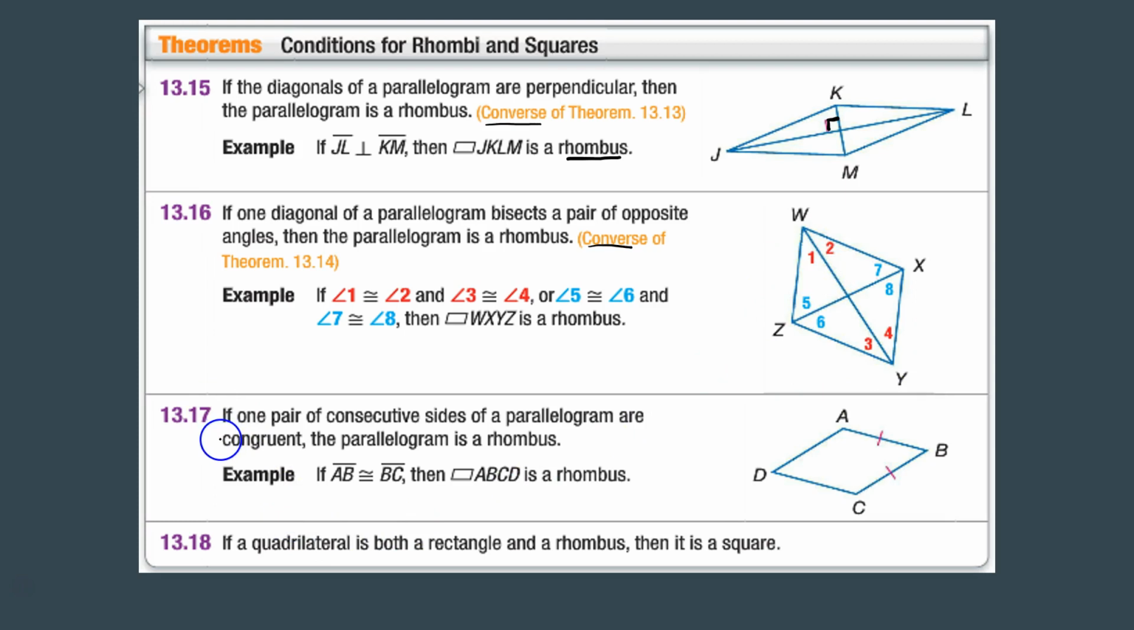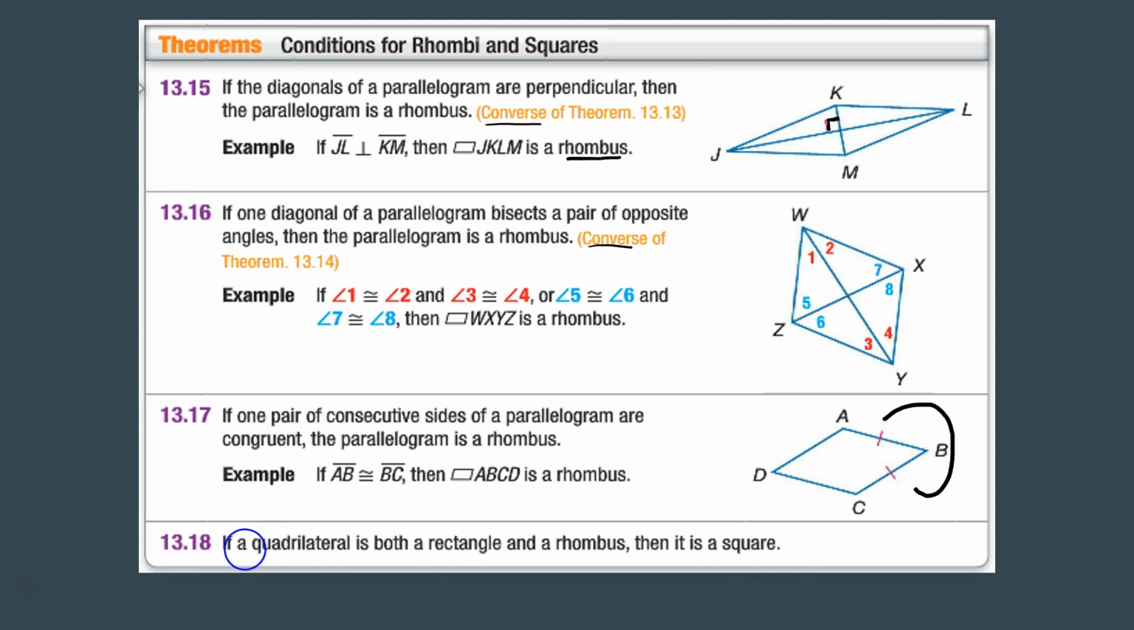Then we have, if one pair of consecutive sides of a parallelogram are congruent, then the parallelogram is a rhombus. Here, consecutive, remember, makes like that C. These are the only two that are marked as congruent, so I'm going to go by this one. Side AB is congruent to BC, and these are consecutive sides. Because of that, I know that ABCD is actually a rhombus.